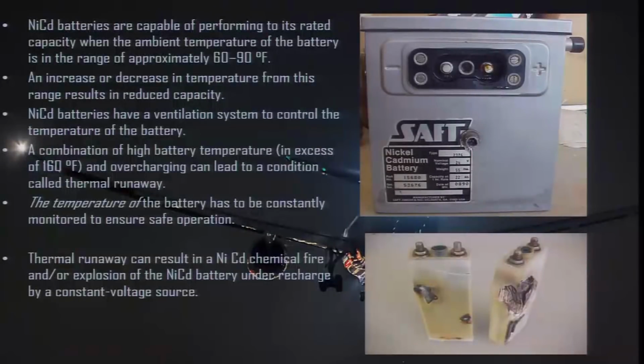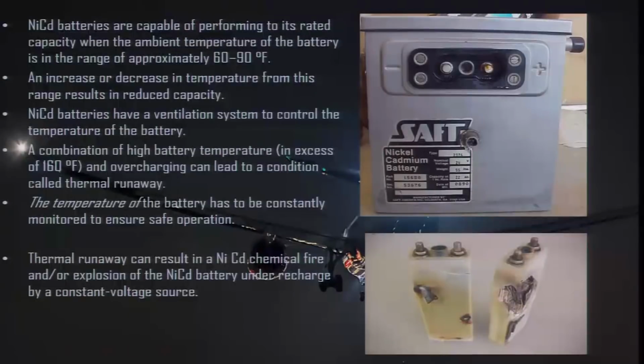Nickel cadmium batteries are capable of performing to their rated capacity when the ambient temperature of the battery is in the range of approximately 60 to 90 degrees Fahrenheit. So, in the range of 60 to 90 degrees Fahrenheit of ambient temperature, nickel cadmium batteries will perform to their rated capacity. An increase or decrease in temperature from this range results in reduced capacity. Nickel cadmium batteries have a ventilation system to control the temperature of the battery.